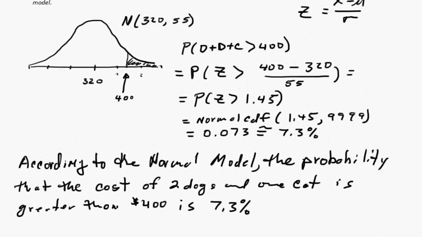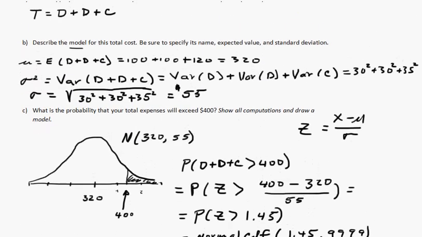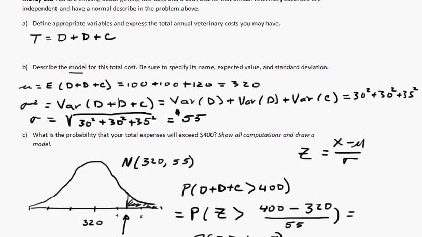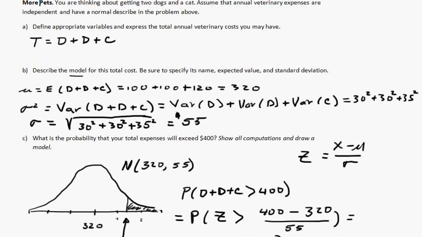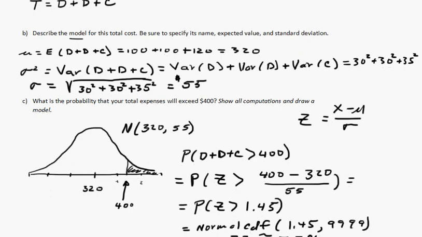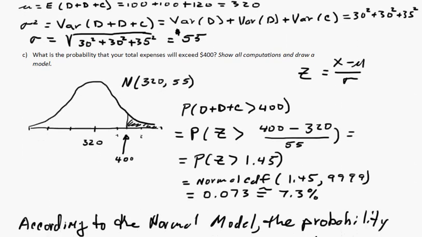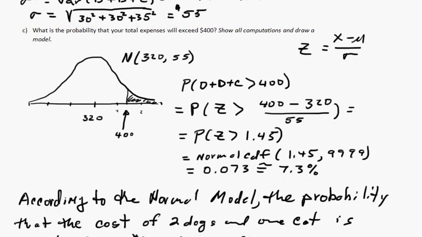Okay, so that's how you do this problem. Define your variables, think through how the random variables work, and then calculate the expected value, standard deviation, and apply the normal model. Okay, there you go.